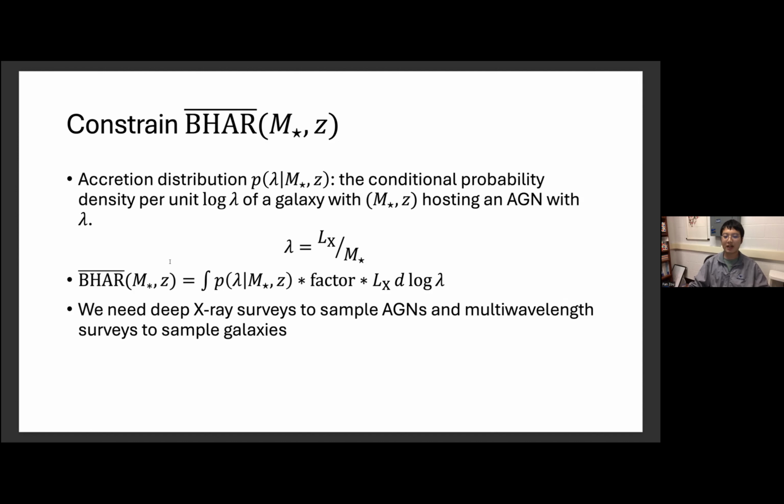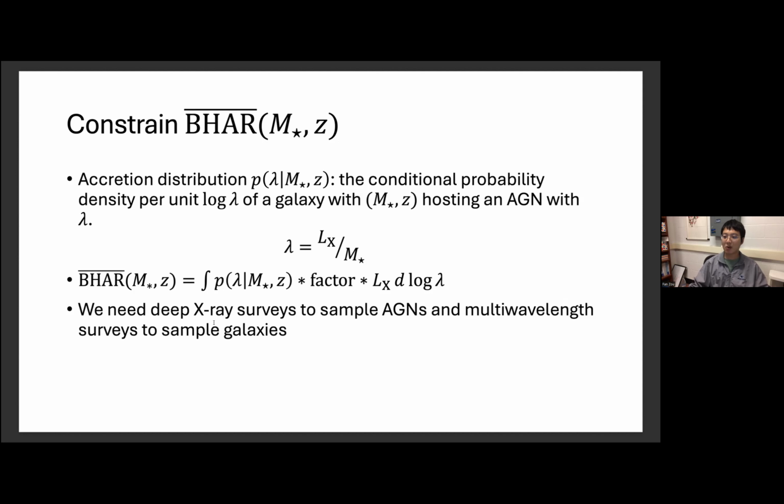And then the black hole accretion rate can be calculated by this equation. And here we have the factor times the X-ray luminosity. And this factor converts the X-ray luminosity to the mass accretion rate, and then we average over the accretion distribution. So we do an integration to average that, and in this way we can obtain the population mean black hole accretion rate. And you can see during this process, we need X-ray data to sample the AGN accretion power, and also we need multi-wavelength surveys to sample the galaxies.